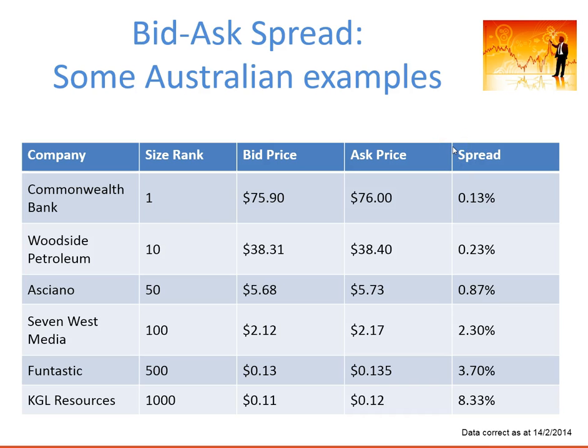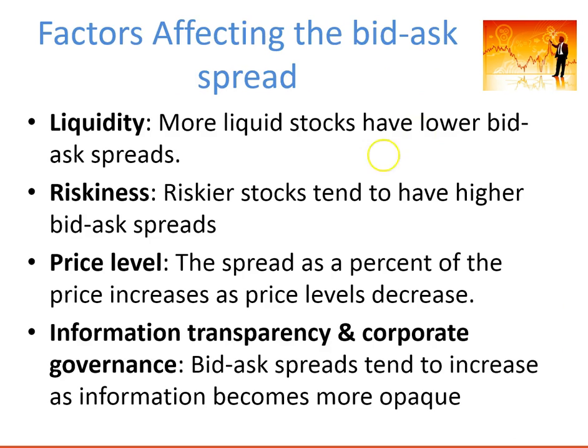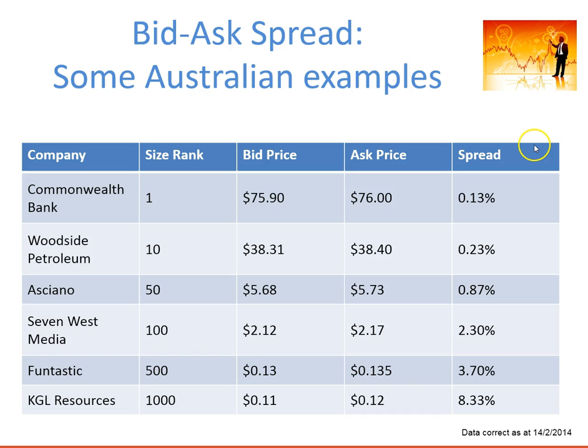So thinking about this, let's look at a quick Australian example. Thinking about these different factors of bid-ask spread that we talked about before, and thinking about this example of 6 Australian companies ranked in terms of their size. So we've got the biggest, the 10th biggest, the 50th, the 100th, the 500th, and the 1000th biggest stock. As we go down, not only are we looking at big companies through to small companies, but these companies down the bottom are much smaller, they tend to be much riskier, and often they'll have less transparent information.